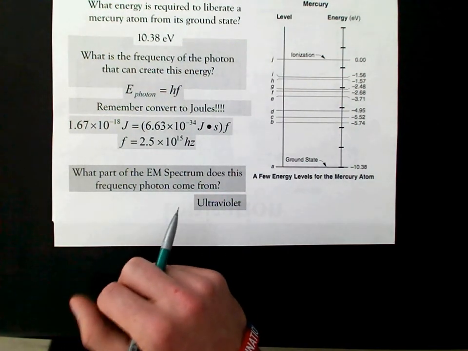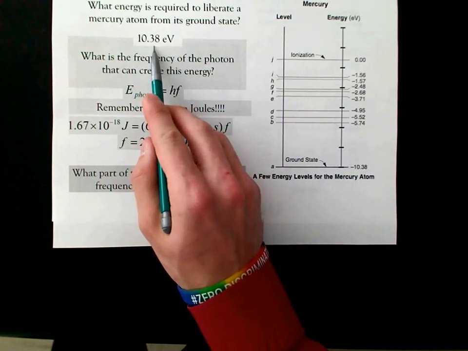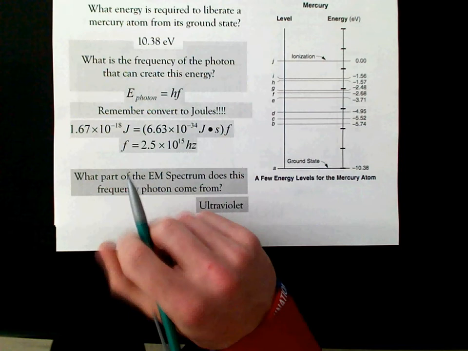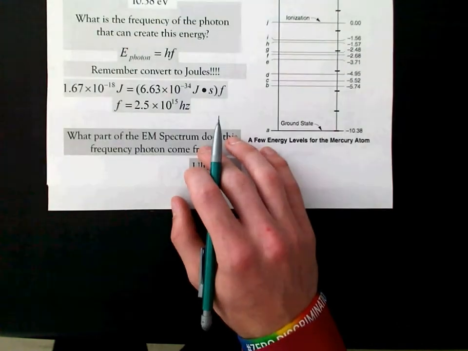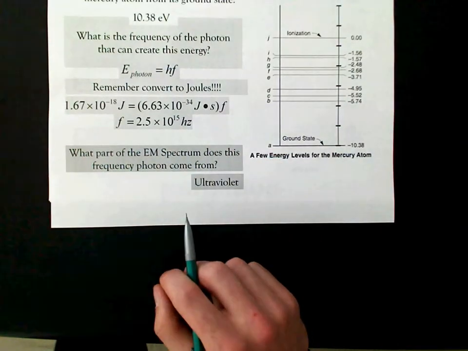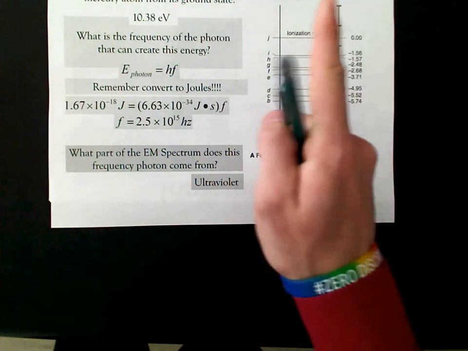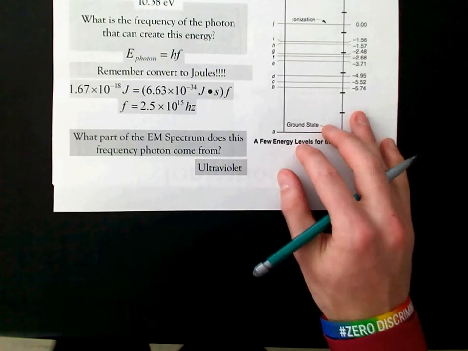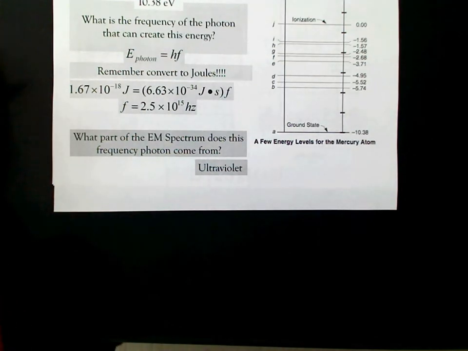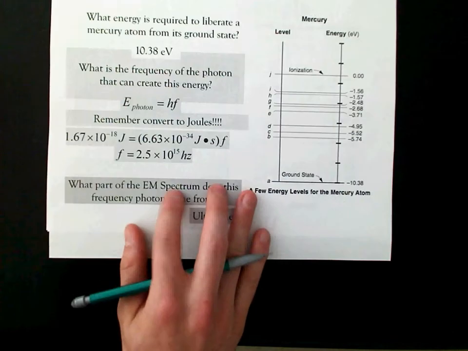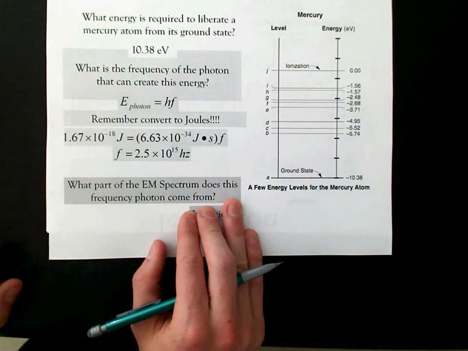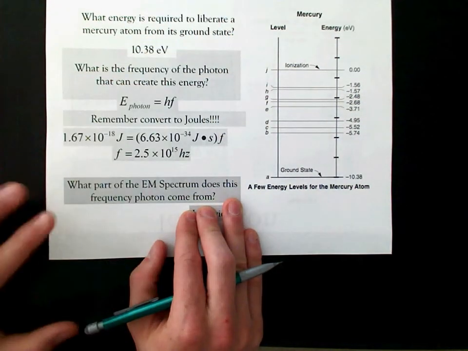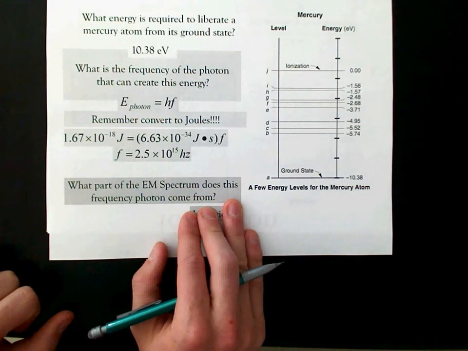Remember, we learned last time that our frequency directly relates to the energy of the photon. So if we have the energy of the photon, we can get the frequency. Go ahead, try it out. All right, don't forget, remember to convert into joules. Okay, so we've converted into joules. We now have our final answer. You should have gotten 2.5 times 10 to the 15th hertz. Great job. I want to know what part of the EM spectrum this frequency comes from.